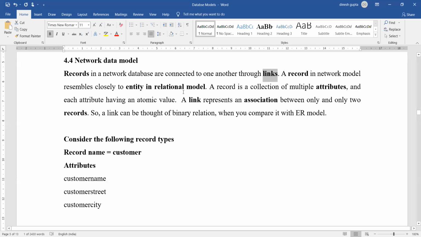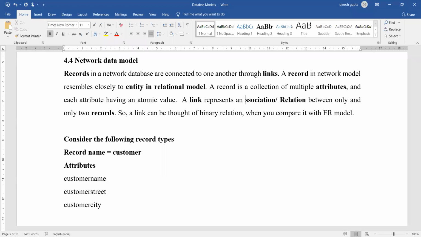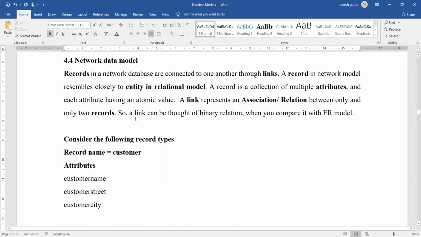A record in a network model is just like an entity, whereas a record can also have multiple attributes, just like an entity in the entity relation model. A link represents the association. Association is also known as relation. So in case of network data model, there is only and only the binary relation, whereas in case of entity relation model, it can be binary, ternary, or n-ary.